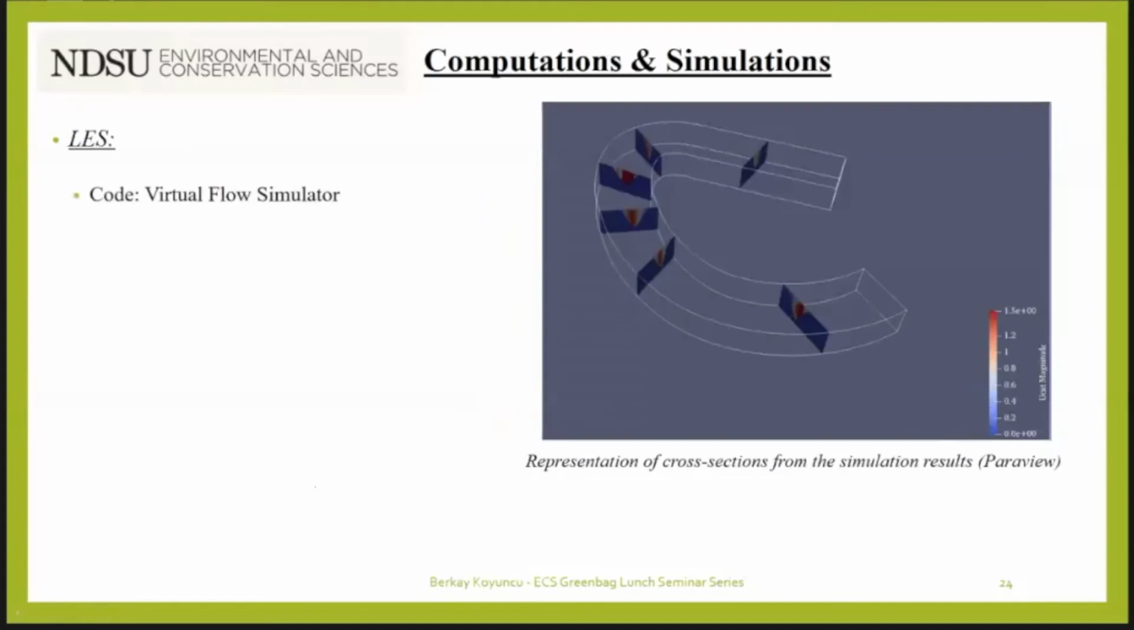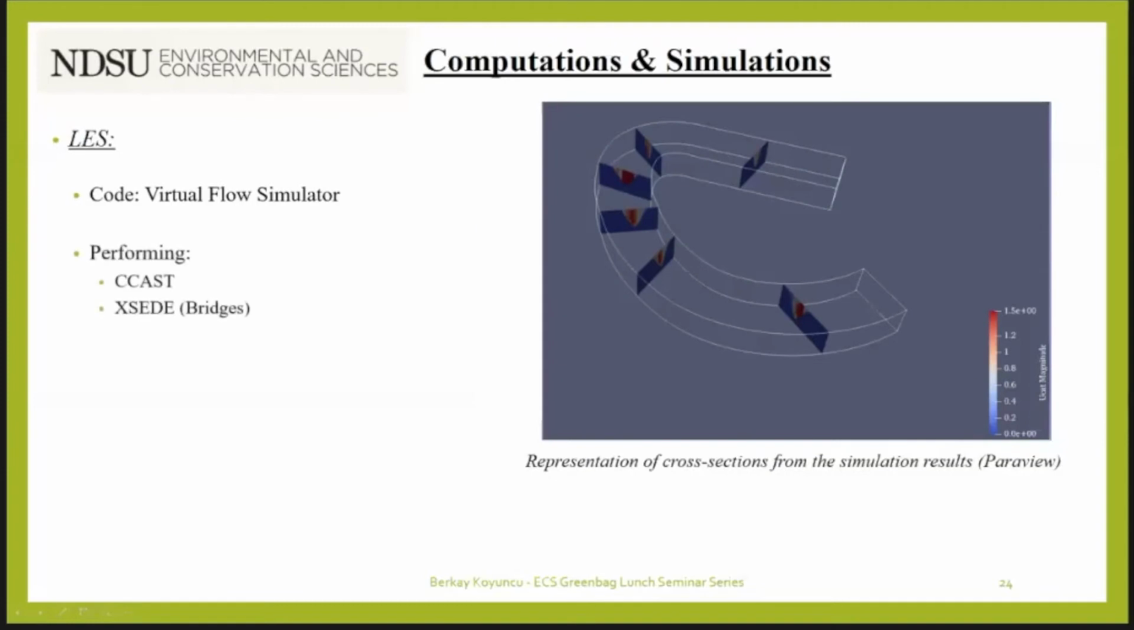So the code that we're using is called Virtual Flow Simulator. And this figure is showing our block. This is just a representation to explain the code, to explain the block and how we get our results, how we can represent our results. This is just one example. I will show in more detail. So this is for the streamwise velocity distribution in all cross sections, in those cross sections.